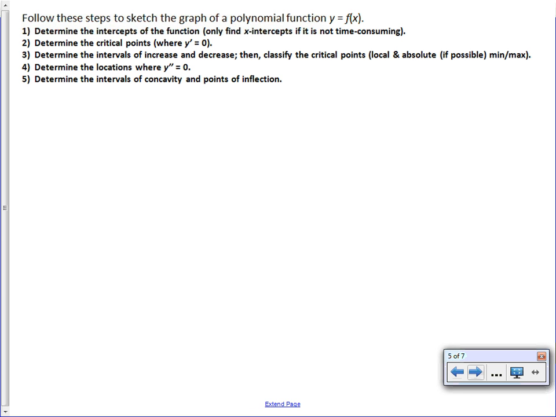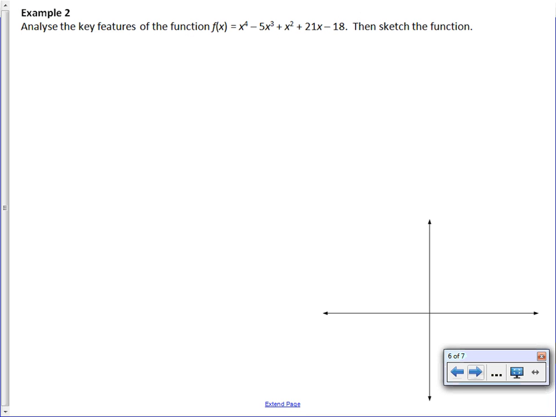Because you have to create your own set of steps if you're presented with a question like this. Okay, this is kind of like how the assignment is set up, right? Analyze the key features of this function and then make a sketch of it. But it's not like part A do this, part B do this, part C do that.